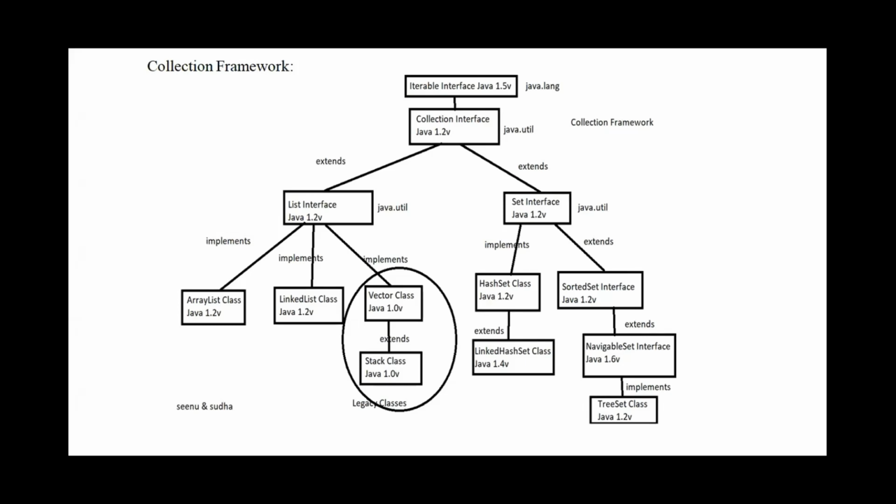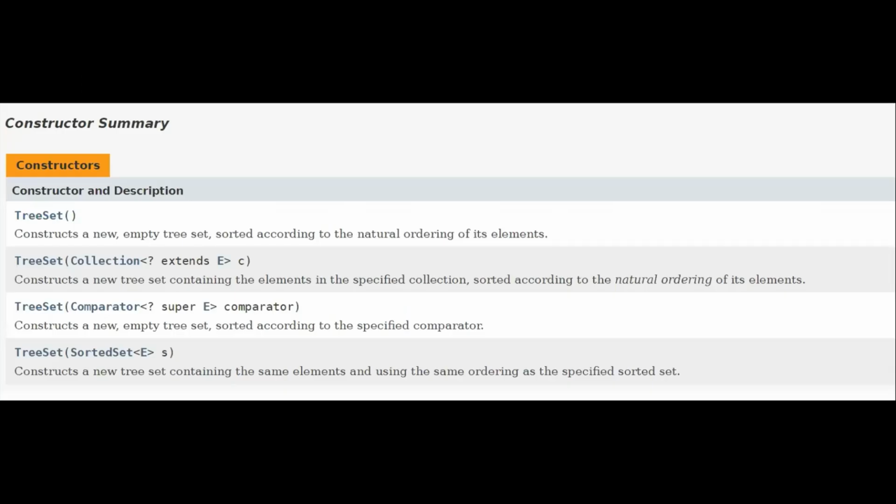It creates a collection that uses a tree for storage, and objects are stored in sorted ascending order. Access and retrieval times are quite fast, which makes TreeSet an excellent choice when storing large amounts of sorted information that must be found quickly. TreeSet is a generic class that has its declaration as class TreeSet<E>. So a TreeSet is a sorted collection that extends the AbstractSet class and implements the NavigableSet interface.